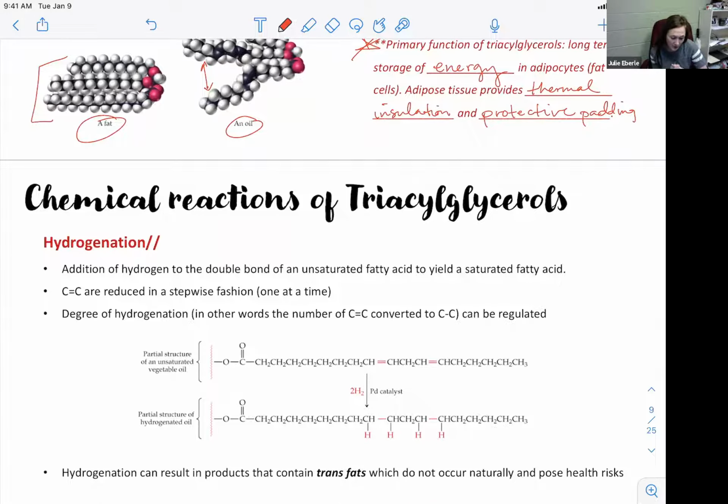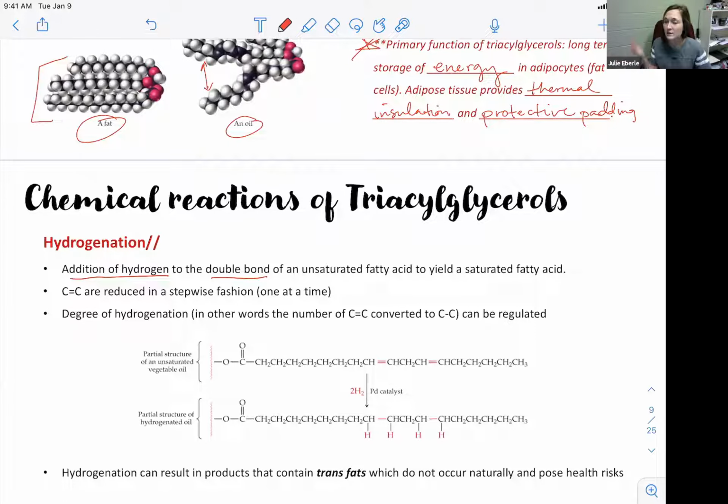This is also not going to be brand new information. When we talked about alkenes and alkynes, we actually talked about hydrogenation. I introduced this word back on day 2. So chemical reactions of triacylglycerols, you can take unsaturated fatty acids and hydrogenate them. Okay, this is done commercially. Hydrogenation is the addition of hydrogen to the double bond of an unsaturated fatty acid to yield a saturated fatty acid. We can synthetically turn unsaturated fatty acids to saturated fatty acids by adding hydrogen across the double bond.